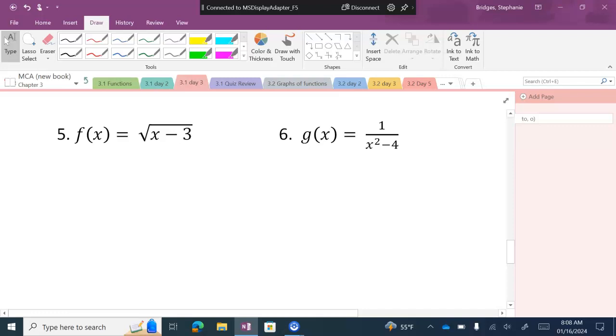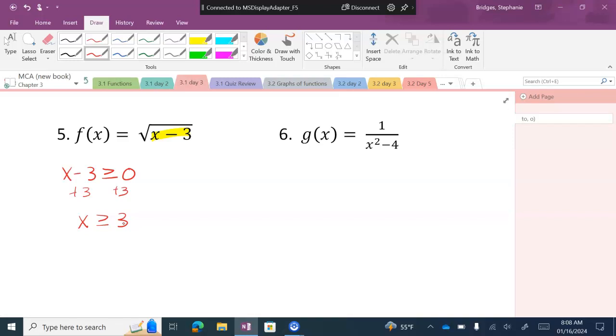What do I have in number 5? A radical, which can't be negative. So what we're going to do, again, to figure out what our values are, is we're going to take that stuff under the radical. It can't be negative, which means it has to be positive, but it can also be 0. So we're going to put greater than or equal to 0. We're going to add 3. And so what this says is my domain is going to be everything that is greater than or equal to 3. But I need to write that in interval notation.